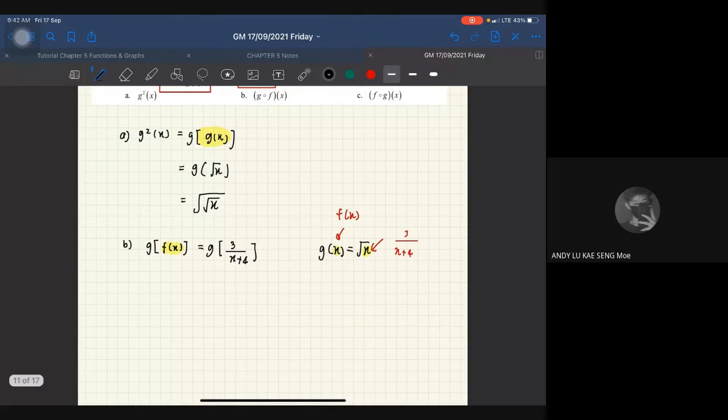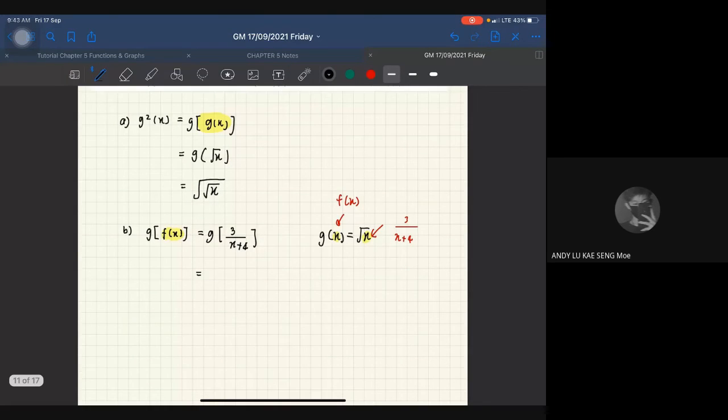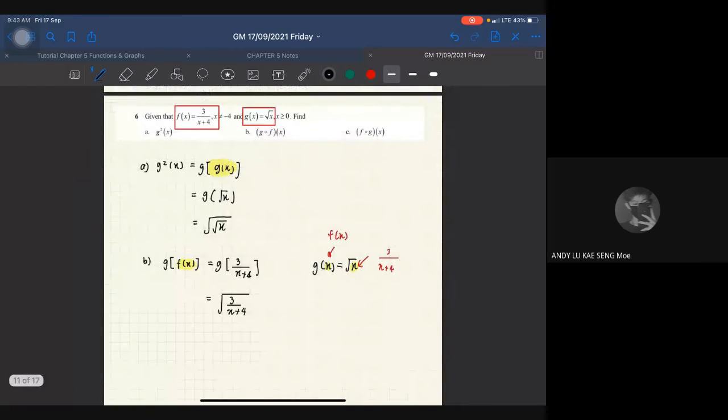Alright, and then kita masukkan pula nilai kita 3 over x plus 4 ni into our g. So kita ada bracket. It's 3 over x plus 4. Macam tu. Okay, settle. Ada soalan tak untuk this one?